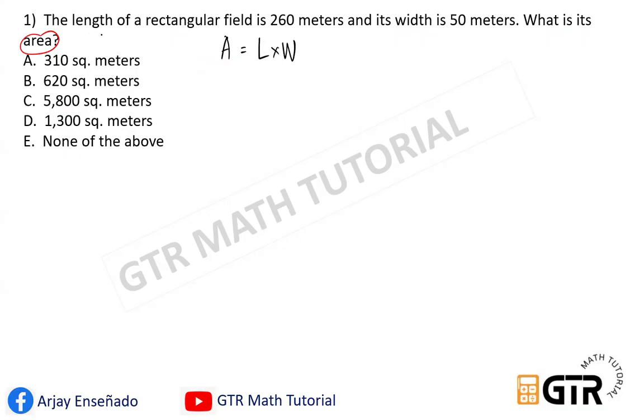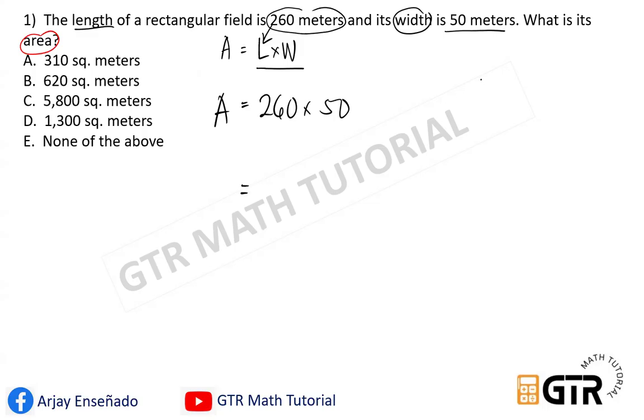Okay, so we have given the length of a rectangular field is 260 meters. So this will be the length, 260 meters, and its width is 50 meters. So just substitute the length and the width to this formula. So therefore, the area is equal to 260, the length, times the width, 50 meters. Okay, so just multiply this manually. So remember, in civil service exam, college entrance test, and LET, calculators are not allowed. Okay, so just multiply manually.